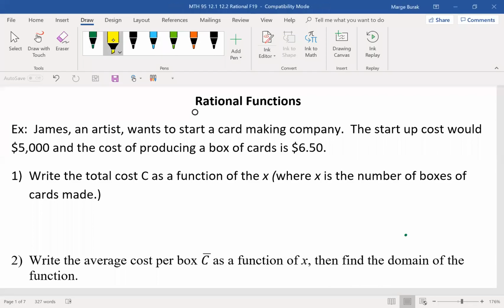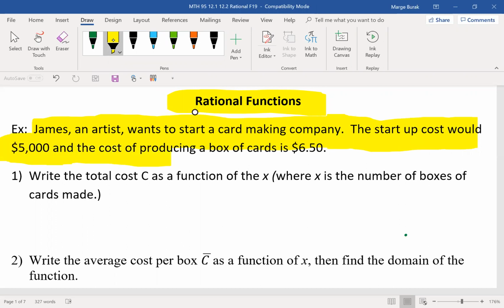Okay, let's talk about rational functions. So here's an example of when a rational function might come into play. James, an artist, wants to start a card making company. The startup cost would be $5,000. He's got some good cards and he's going all the way. And the cost of producing a box of cards is $650.